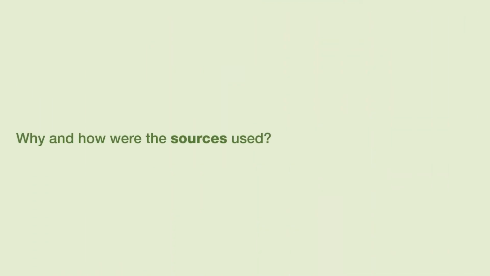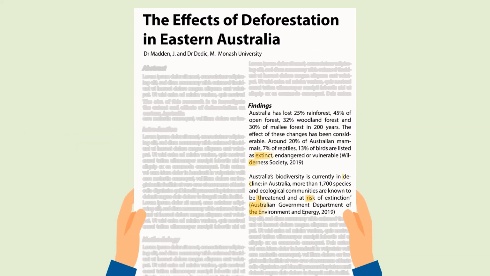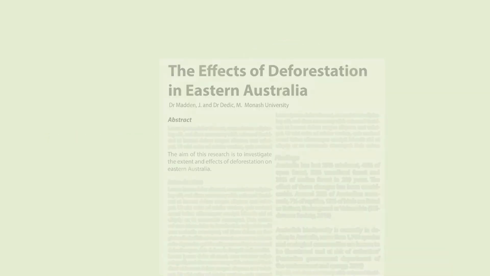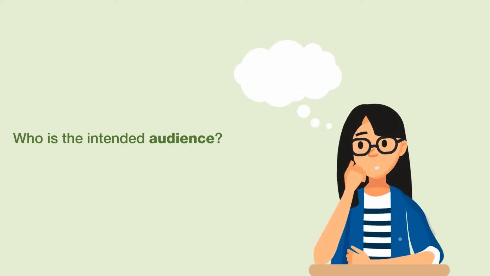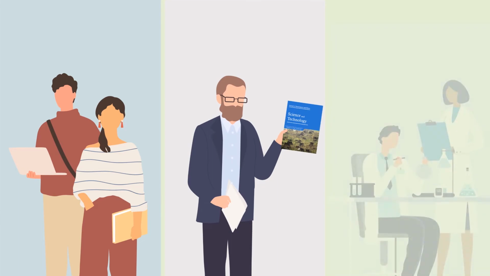Why and how were the sources used? For example, the statistics prove that deforestation is having a negative impact. What is the author's purpose? I can see from the abstract that the authors wanted to investigate whether deforestation is a significant problem in Eastern Australia. Who is the intended audience? This is an academic article, so the main audience is students, academics, and environmental scientists.